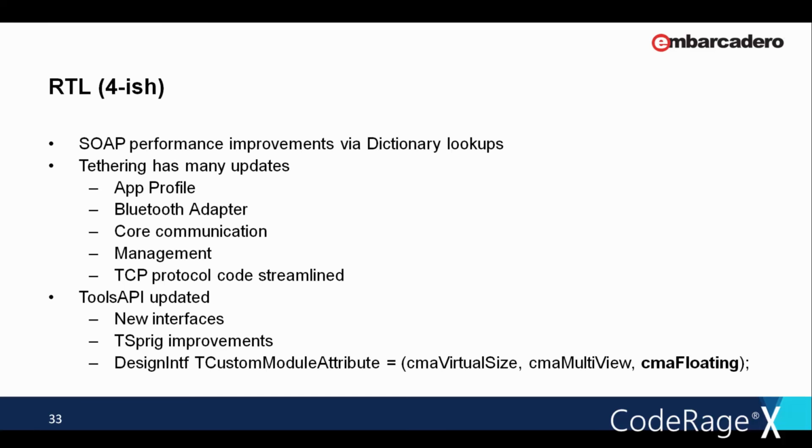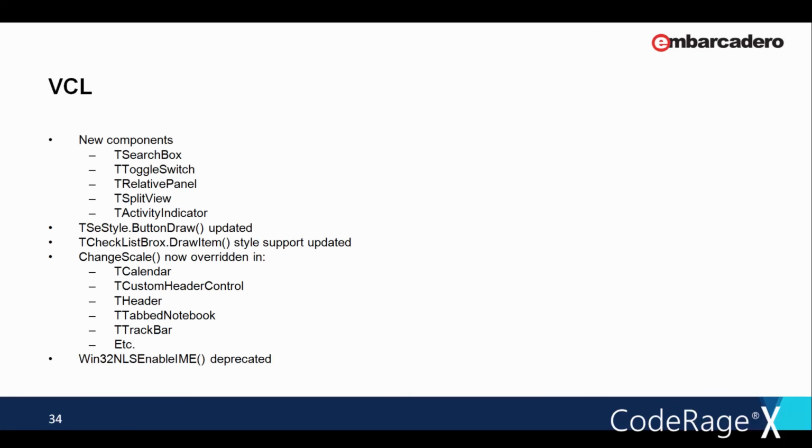The Tools API also got updated. There's new interfaces in the Tools API. There's T-Sprig improvements for the IDE itself. Design interface has a new module attribute called floating that I want to find out more about. Again, there's more notes on the new interfaces and stuff.